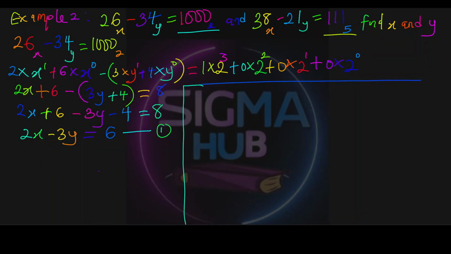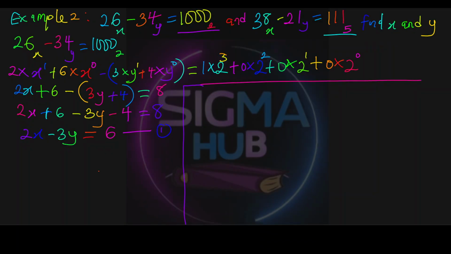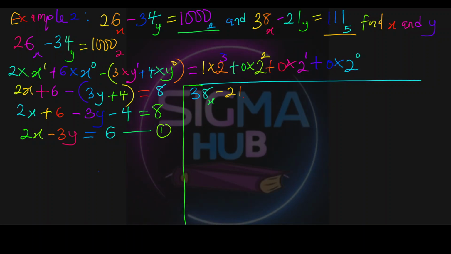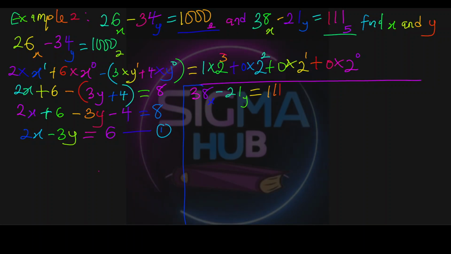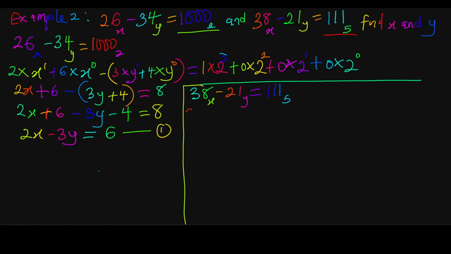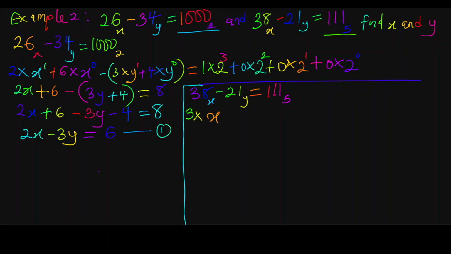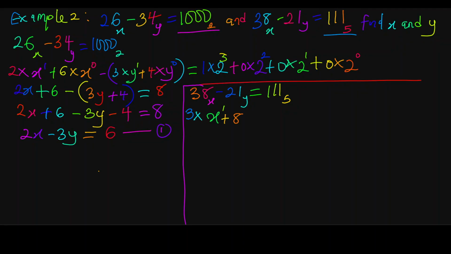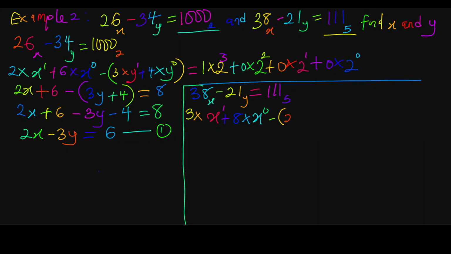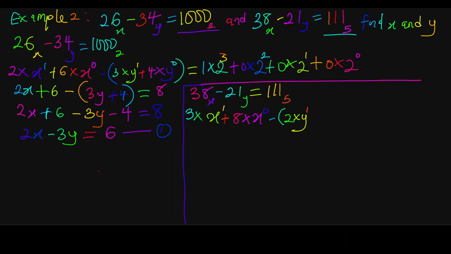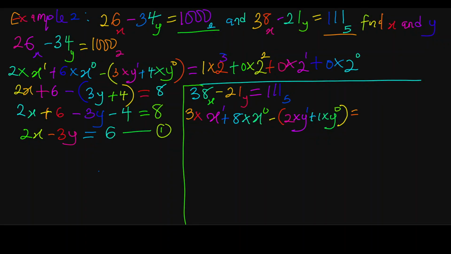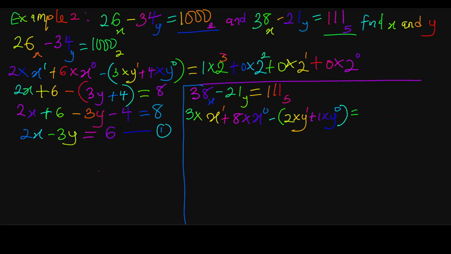Second equation given to us is 38 base x. So we have 38 in base x minus 21 in base y equal to 111 in base 5. Let's convert this to base 10. So we have 3 times x raised to the power of 1 plus 8 times x raised to the power of 0 minus 2 times y raised to the power of 1 plus 1 times y raised to the power of 0 equal to, so we have 111 base 5 converted to base 10.